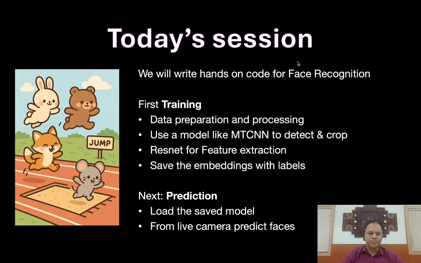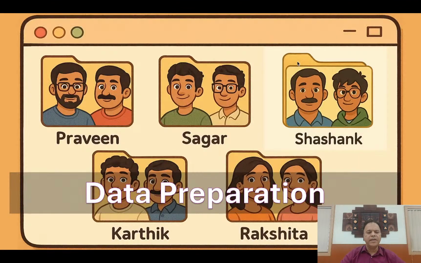First is training. How do we train an AI model or a CNN model to recognize faces? There is the very first step, that is data preparation and processing. Data preparation is about collecting the data, curating the data, and ensuring that the data is all in the right formats and places.